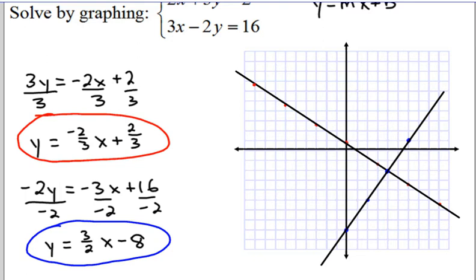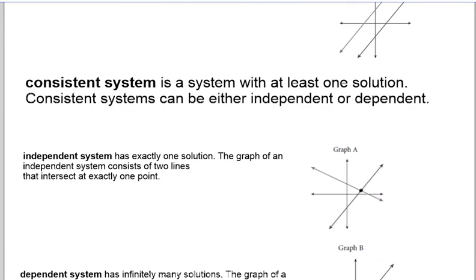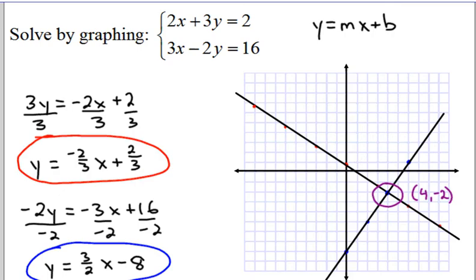Okay. Now, where they intersect is the solution, so they intersect right there. 1, 2, 3, 4 for x, 1, 2, -2 for y. Okay, that's our solution. Because this is a consistent system and it's independent because it has one solution. So this is a consistent, independent system.